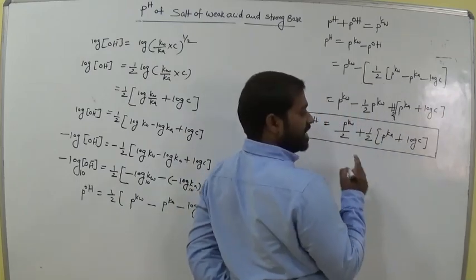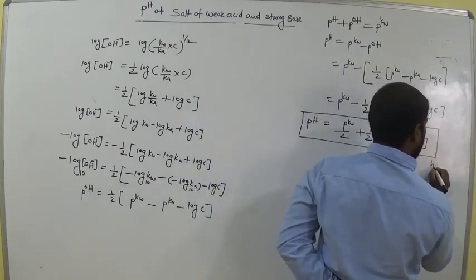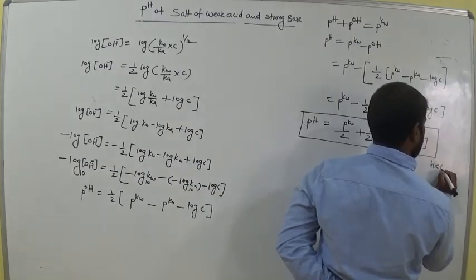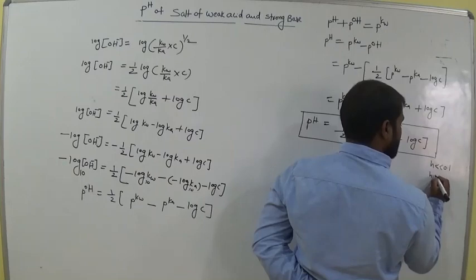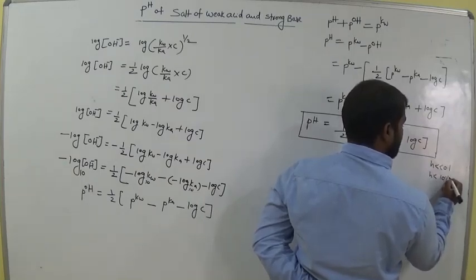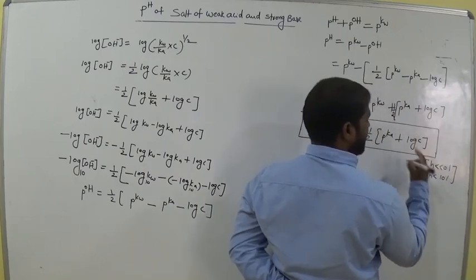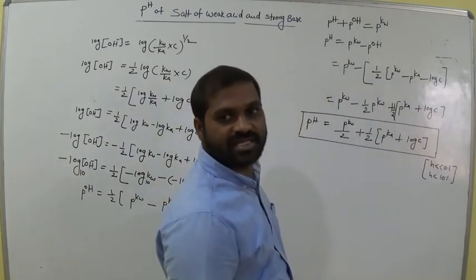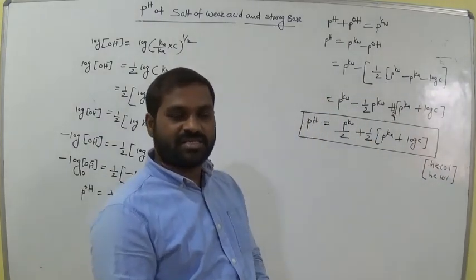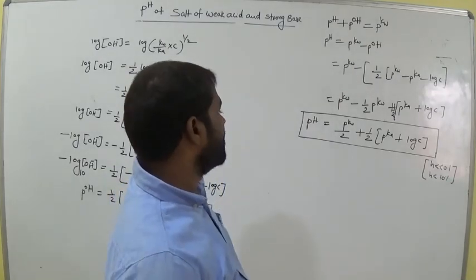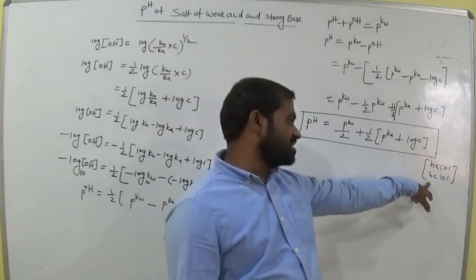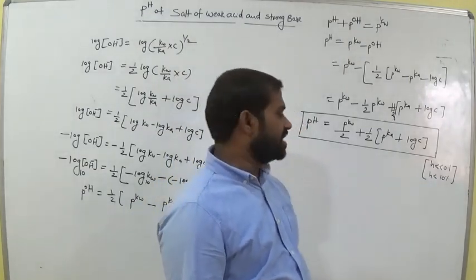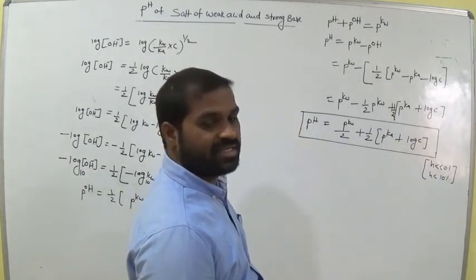In this expression we can use in the case of h much less than 0.1. That means how much percent? h is less than 10%. In this case we consider this expression. Clearly he mentioned in the question that it is a salt of weak acid and weak base. Then we consider this expression where the degree of hydrolysis is very less. Okay. In that condition we consider this equation.